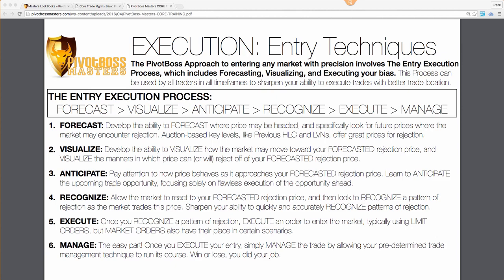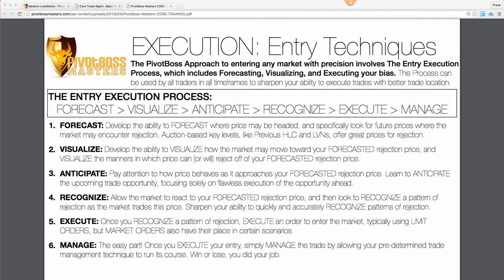You have to develop the ability to forecast where price may be headed, and specifically look for future prices where the market may encounter rejection. Auction-based key levels like the previous high, low, and close and LVNs offer great prices for rejection. So oftentimes when I'm making a forecast, I'm saying, hey, since prices are rejecting here below the previous week's close, I think they're going to rally to the previous week's high, right? That's your prediction. And I say, since we've been in a downtrend for the last 4 weeks, if we get to the previous week's high, I think that's where the market's going to reject those prices. So that's your forecast.